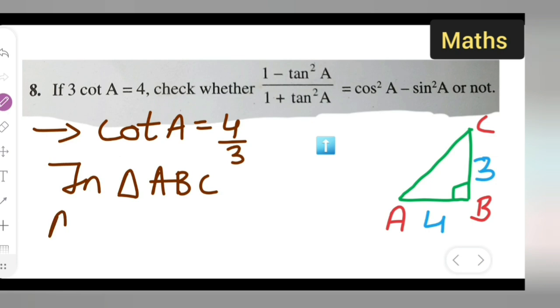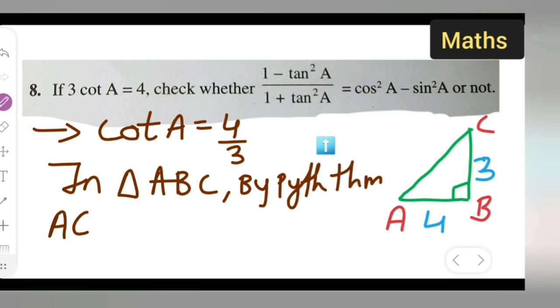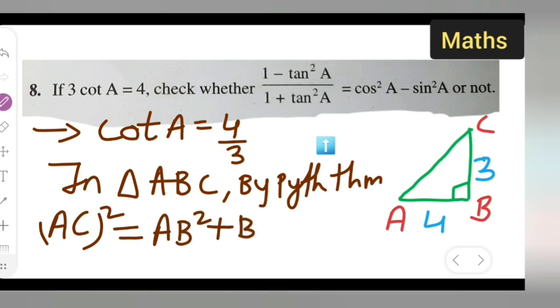Then let me write down AC by Pythagoras theorem. By Pythagoras theorem, you'll write it in the full form. AC square is equal to AB the whole square plus BC the whole square. So these two sides are given. We need to find AC. So AC square is equal to AB square plus BC square.